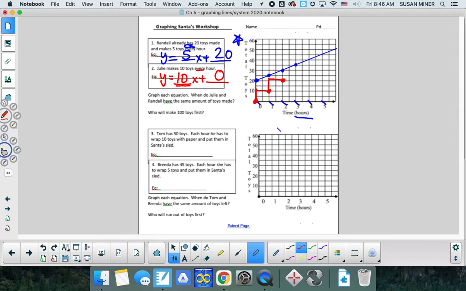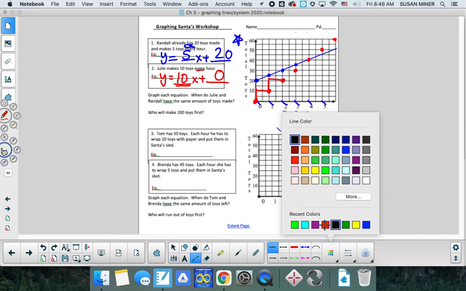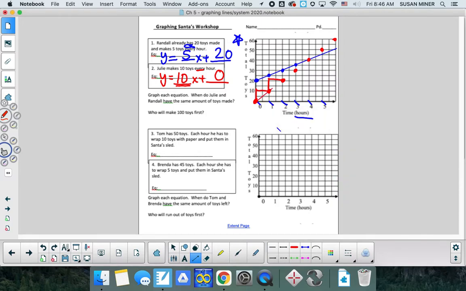And so I can either use the slope method or the table method, and either one of those methods is perfectly acceptable. So now we can see exactly where our line is going, and we can graph it. And I don't care if you like table method for story problems. Sometimes that's almost even a little bit easier. Okay, so now looking at that graph, the question is, when do Julie and Randall have the same amount of toys?